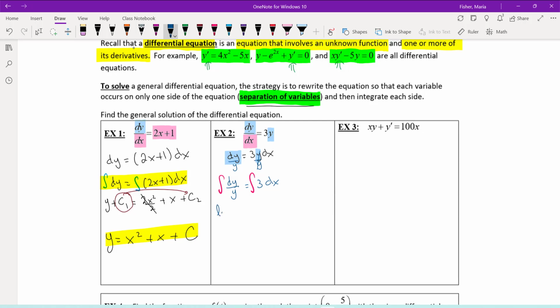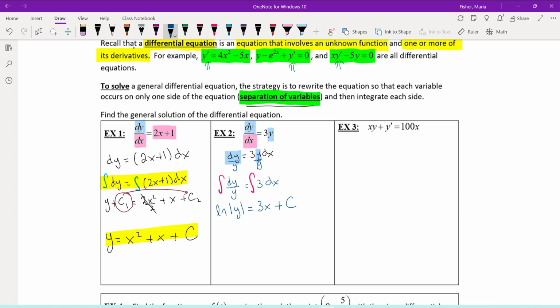Well, that's just the natural log of the absolute value of y. Now remember, I'm only going to put the plus c on the right hand side with the x's, so I don't write it and I just write equals. Well, the integral of 3 dx is 3x and then plus c.